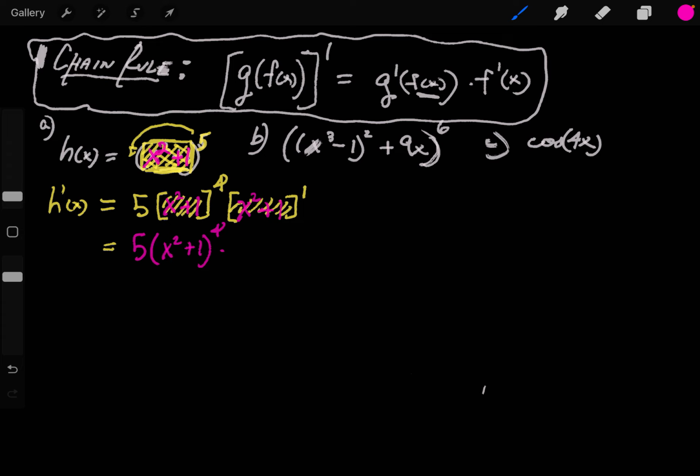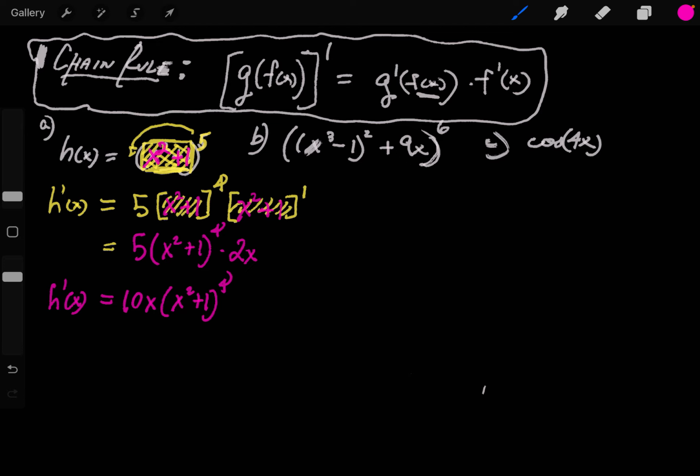which is the derivative of x squared plus the derivative of 1. The derivative of x squared is 2x. The derivative of 1 is 0. And now you're done. Now you just have to simplify. This 2x combines with the 5, giving 10x times x squared plus 1 all to the 4th. And this is h prime of x.